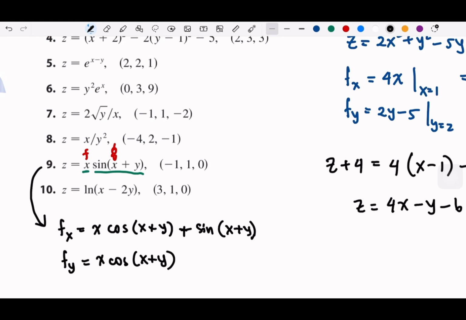This is something that you need to familiarize yourself with. If you get it wrong, then the follow-up will be wrong as well, okay?